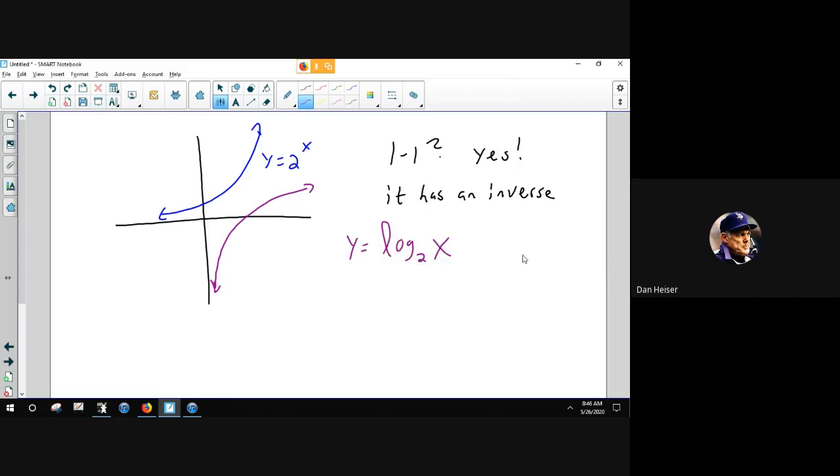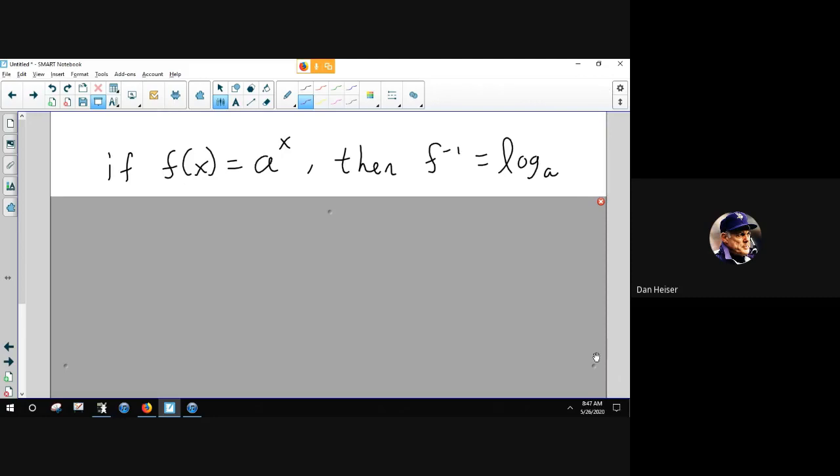And that is a logarithmic function. This particular one is log base 2 of x. That is the inverse of y equals 2 to the x. Let's say this was y equals 5 to the x. Then this would be y equals log base 5 of x. Every exponential has a logarithmic inverse.